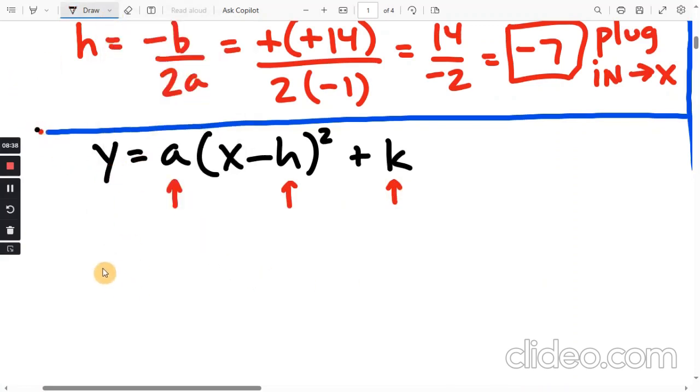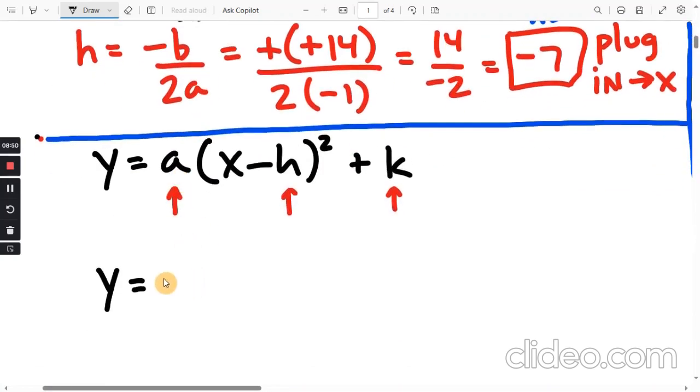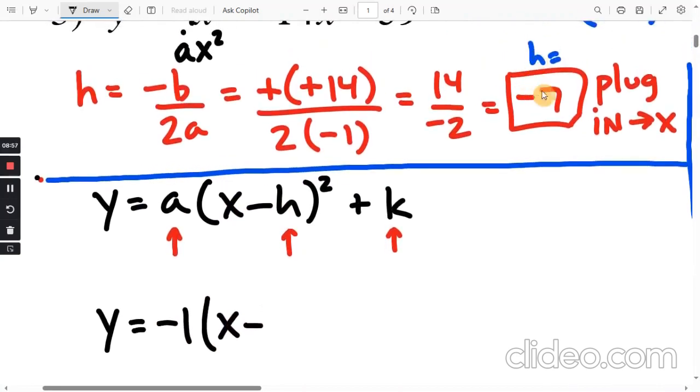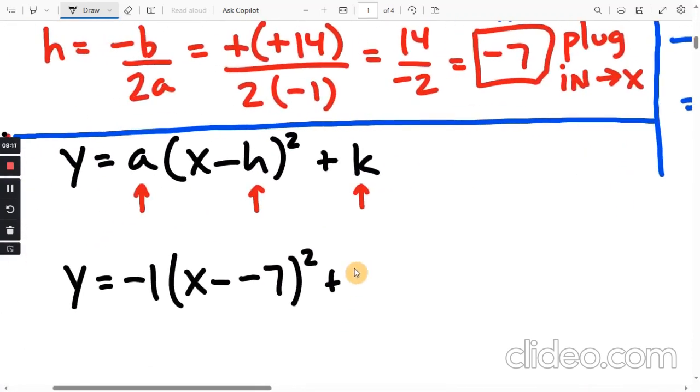So we start with y equals, and A we had at the beginning. Remember we said that A was negative 1. It was the number that was times x squared. So A is just negative 1. X minus h, so that's going to be x minus negative 7 is what we got for h. And that's squared. And then that's plus k. And we said k was negative 10, so it's plus negative 10.